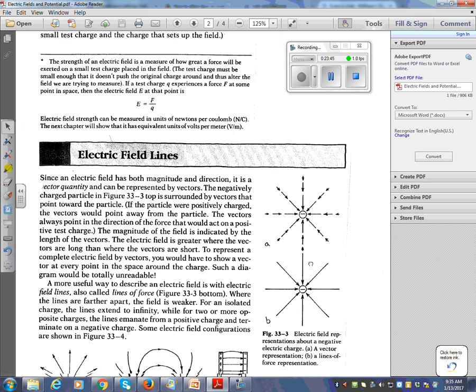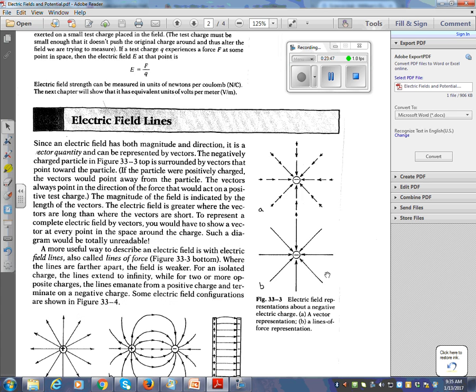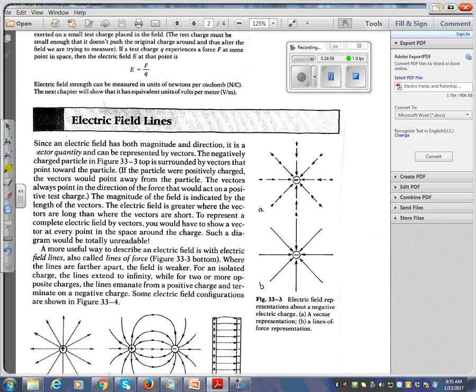Okay, now what about these electric field lines? I didn't spend a lot of time with you on this in gravitational fields, but I'm going to spend some time now. Since an electric field has both magnitude and direction, it is a vector quantity and can be represented by vectors. The negatively charged particle in figure 33-3 top, that's this one over here. See the negative charge right there? The negatively charged particle is surrounded by vectors that point toward the particle. If the particle were positively charged, the vectors would point away.